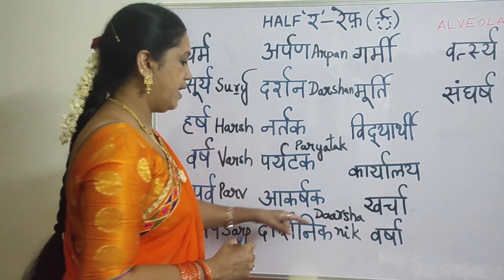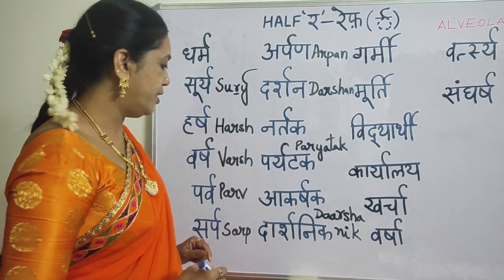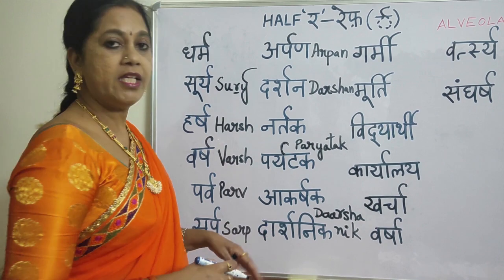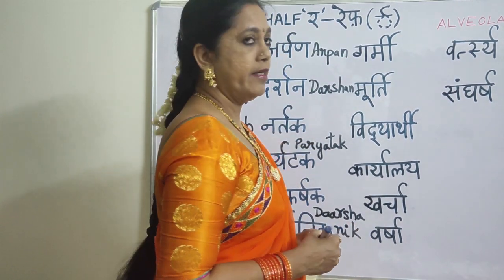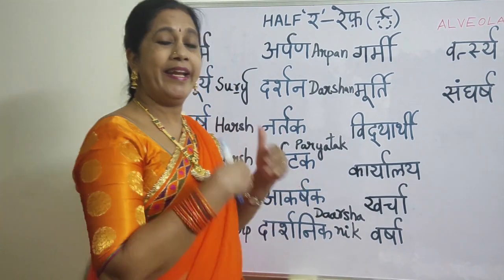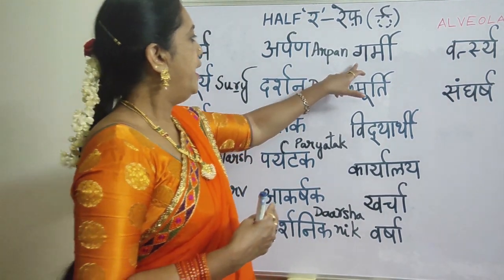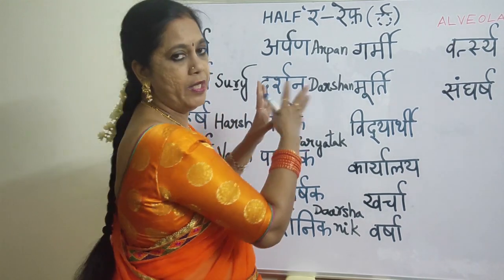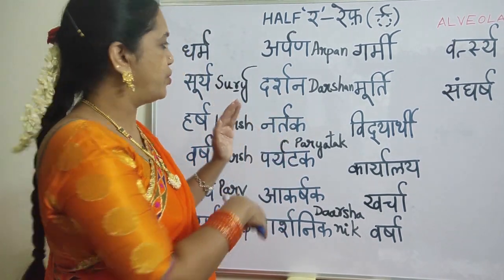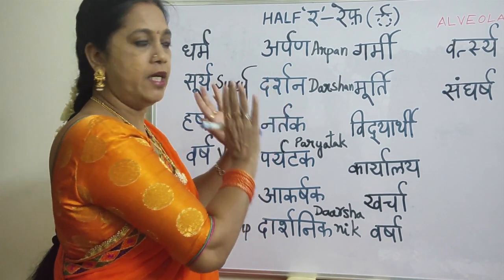Darshanik. Darshanik. So Darshanik is philosopher. Now the next one here. Now here I would like to tell you another rule. Till here you add only the a matra coming in the words. Otherwise these all will be half sounds. So they are full consonants with a matra in it.